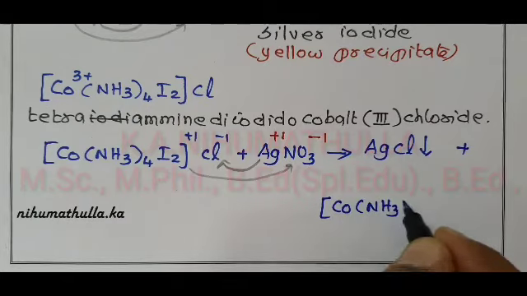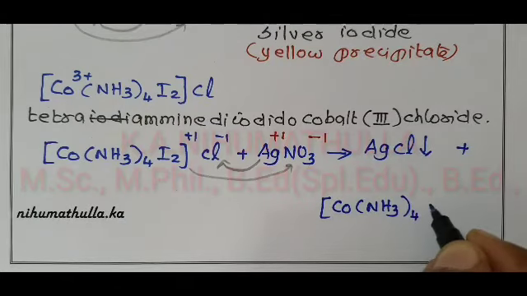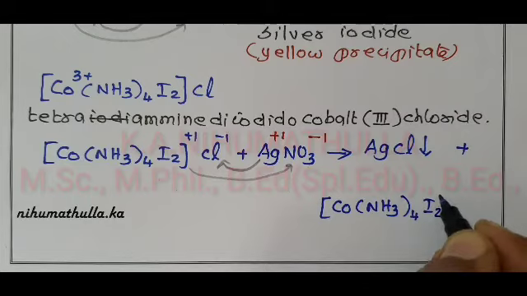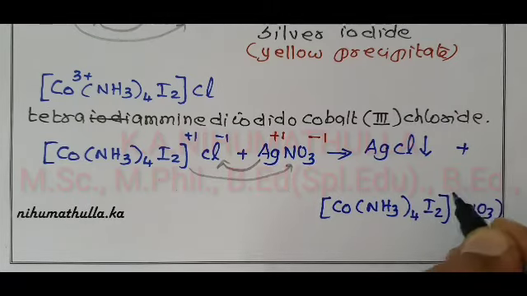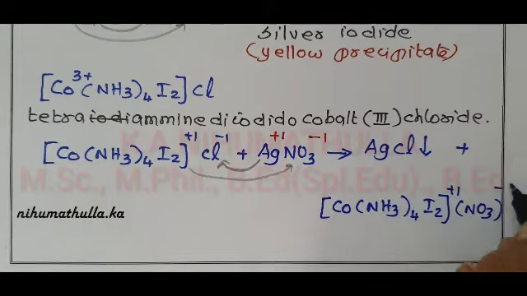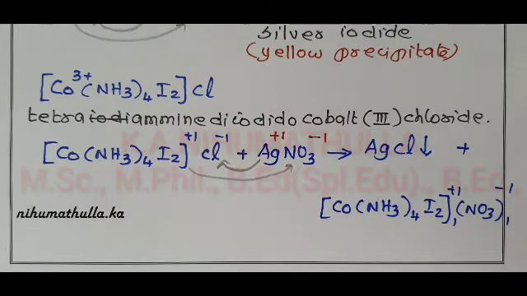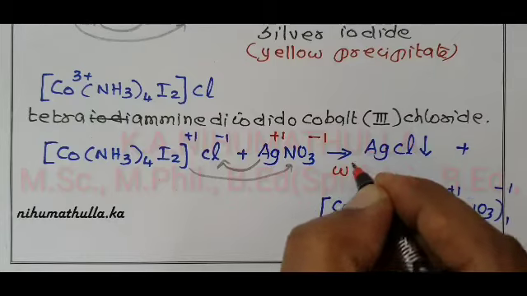How many times? 4 times. Outside of the complex there is one nitrate, NO3, mono positive, mono negative, that one is here, this one is there. So here silver chloride is formed, a white precipitate is formed.